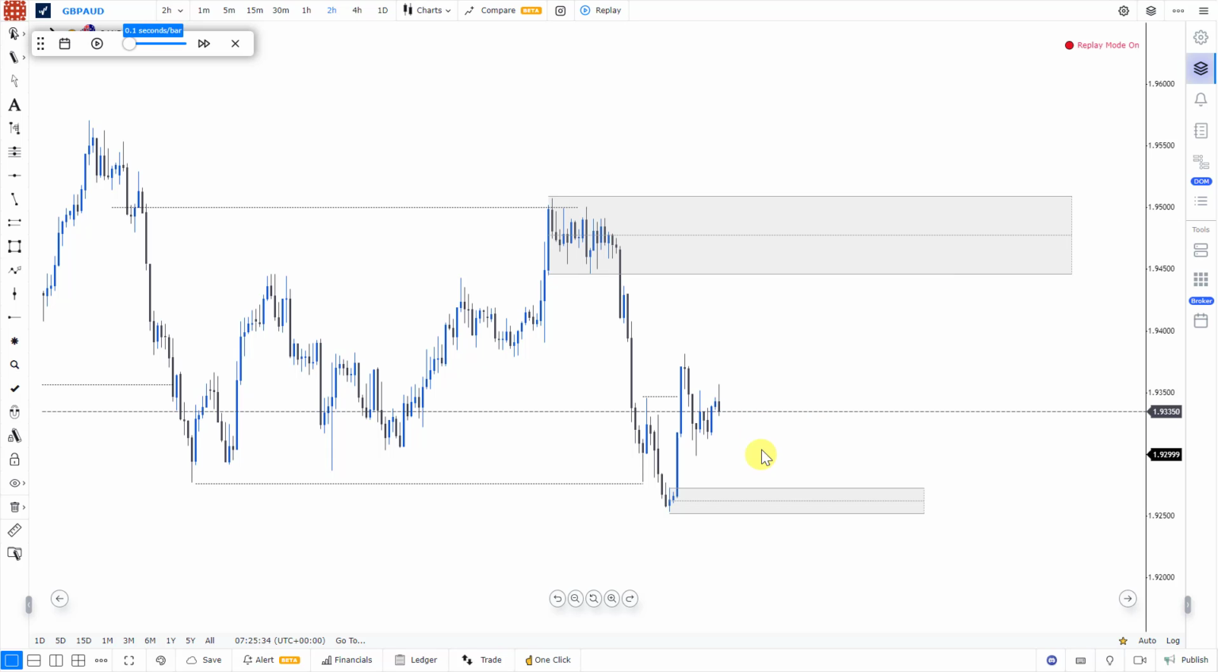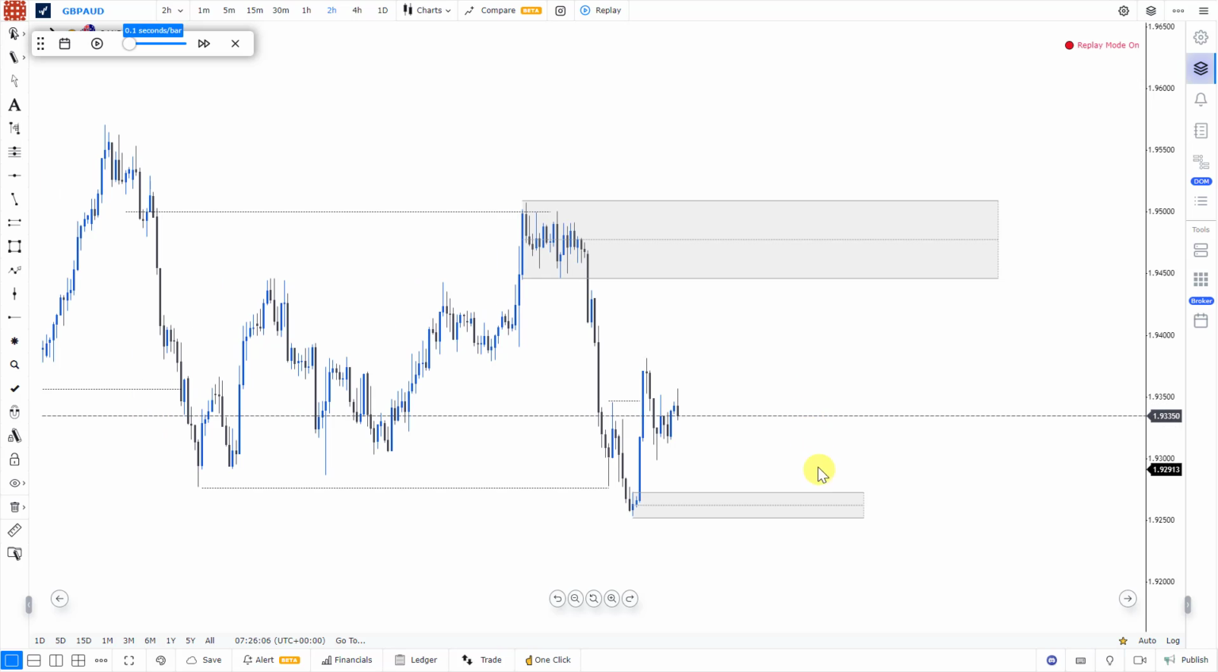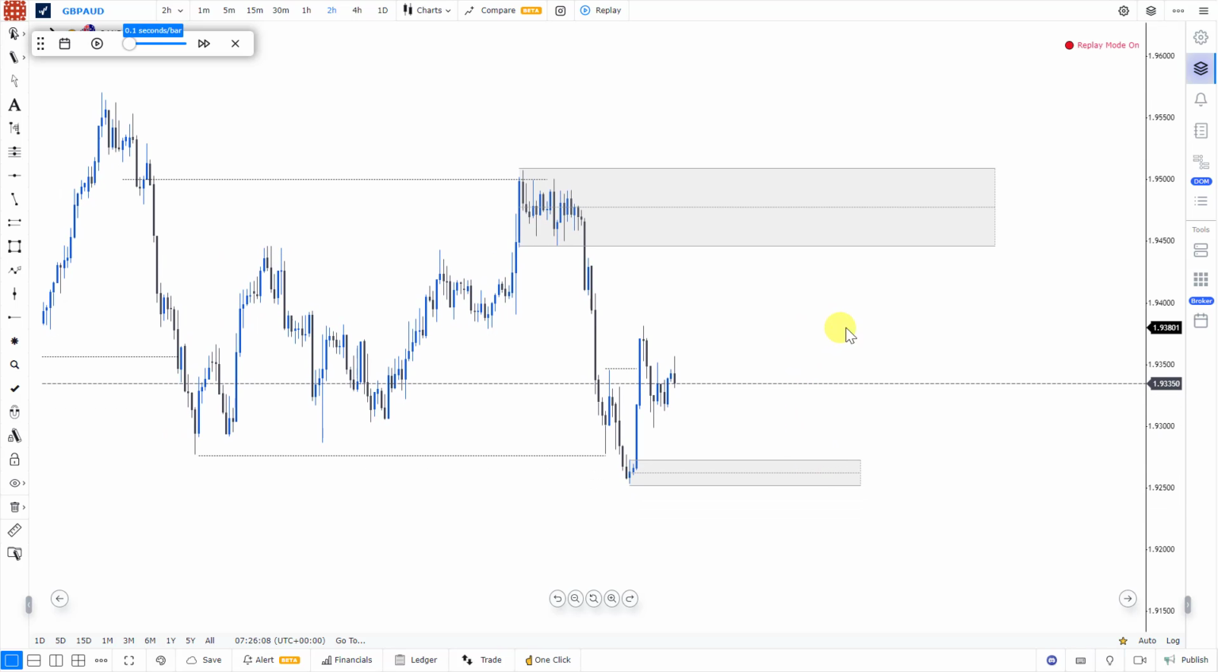Why are we marking this demand level? If price comes back to mitigate this demand level, we can then look to trade to this upside. Okay, but if price fails to mitigate the demand level and mitigates this supply level first, we're going to disregard this demand level, because price is actually coming from a higher time frame point of interest, and there is possibility that the demand level is going to fail to hold price. Why? Price is reacting from a higher time frame point of interest.